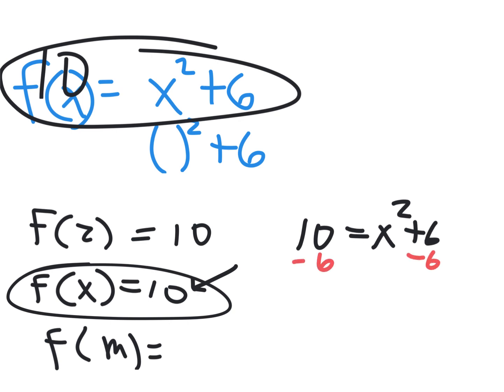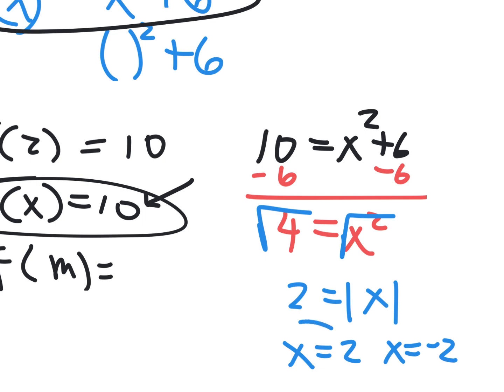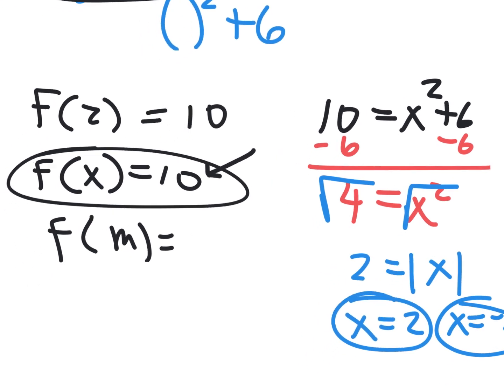You subtract 6, you subtract 6, you got 4 equals x squared. You square root both sides, and right here is critical: absolute value of x equals 2. That means 2 answers. X equals 2, x equals negative 2. There were 2 answers. Raise your hand if you hung with that and got both answers. All right, easy to forget one, isn't it?